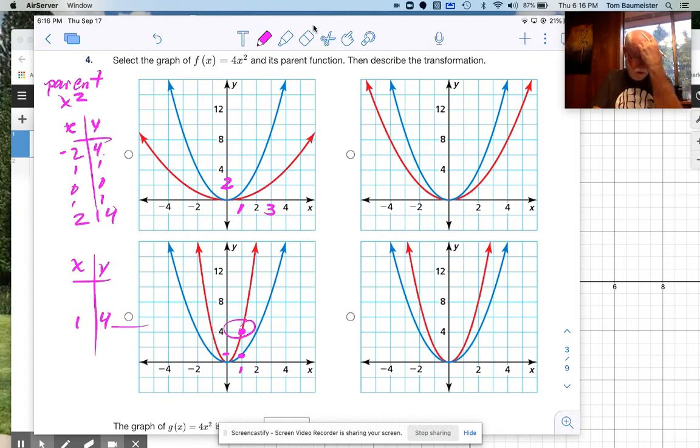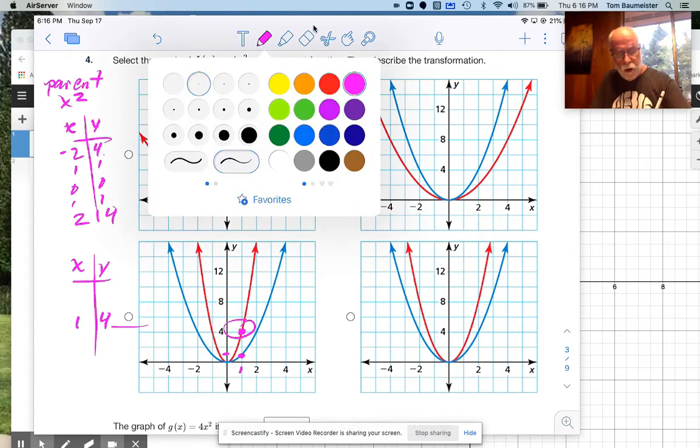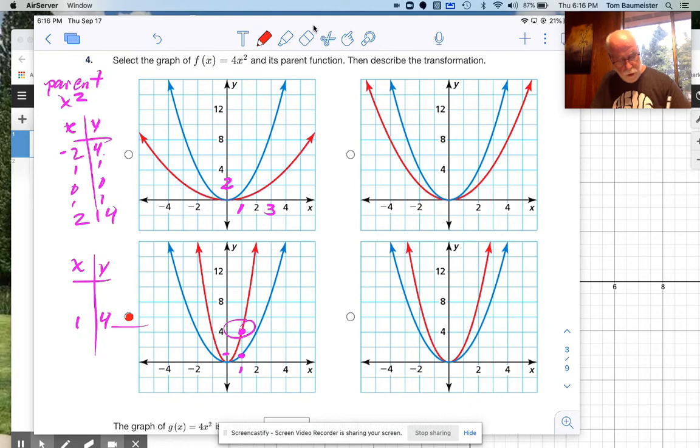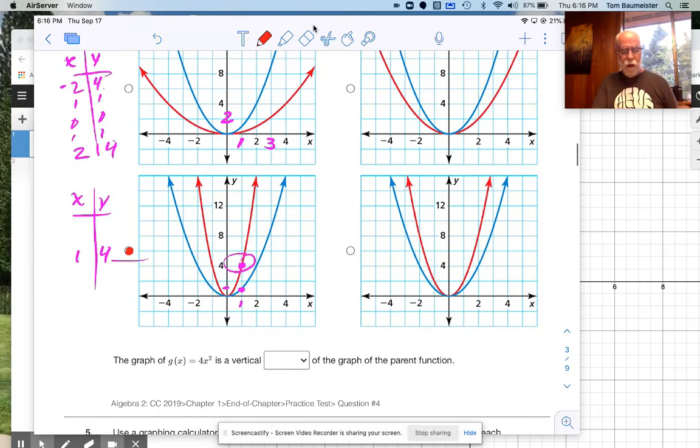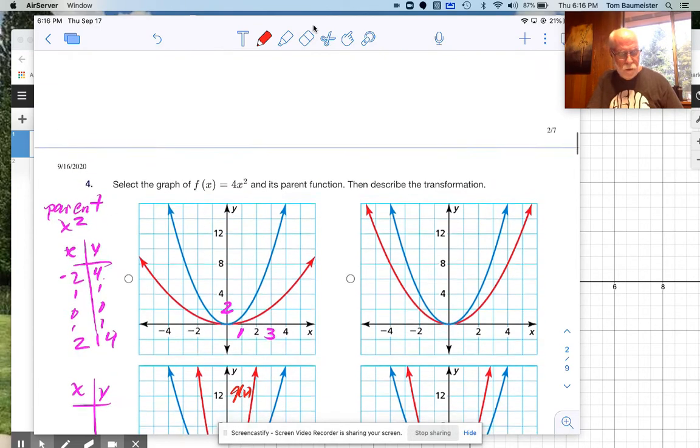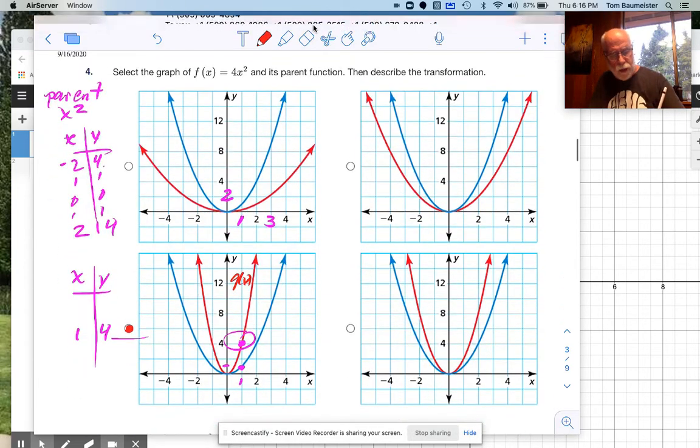I'm not sure if it'll give you red and blue again, but I do know that my answer in this case will be this one here. And again, I told you, remember, when it's a vertical, it's narrower. So here is my g of x. And here's my, let me see, I need to change that because they called it f of x is equal to 4x squared. So this here would be my f of x.